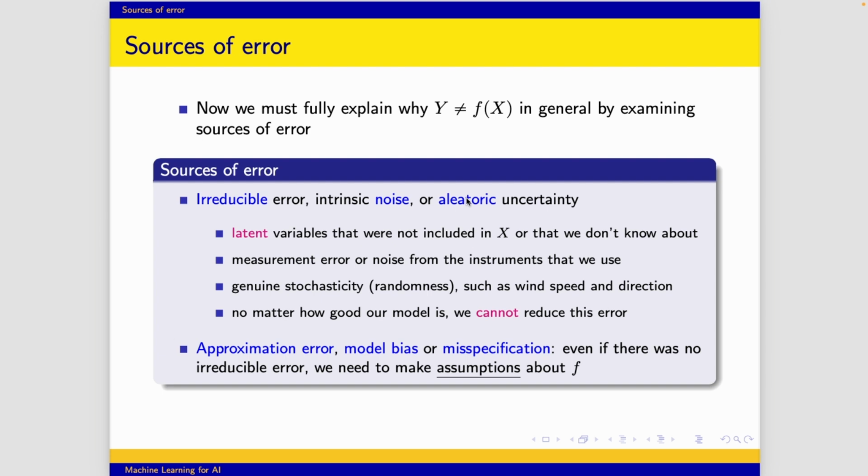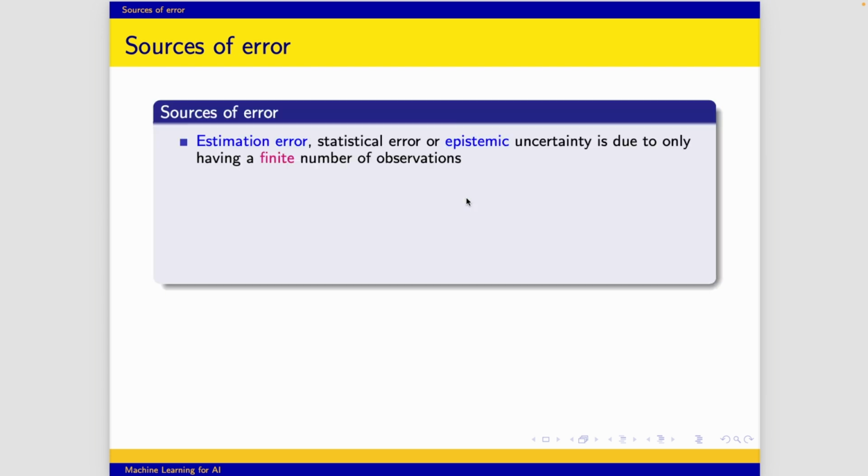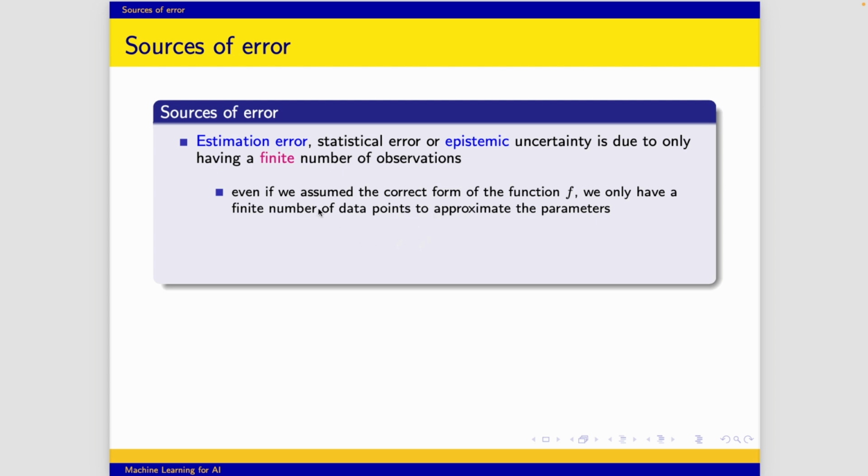So those are two types of uncertainty or error. And then there's a third type, which we refer to as estimation error, often called epistemic uncertainty in Bayesian machine learning. This is because we have a finite number of observations. This kind of error we expect to approach zero as we increase the number of observations, as we increase n. Even if we assume the correct form of the function, we only have a finite number of examples to work with.